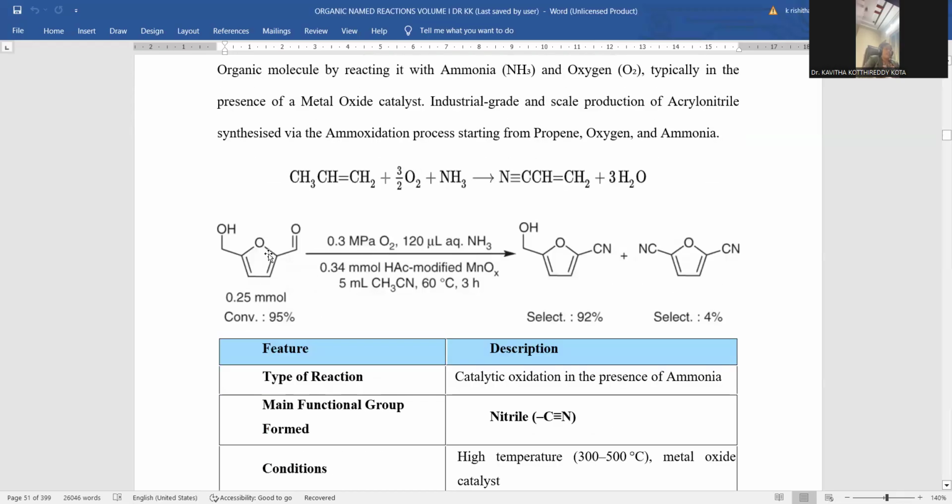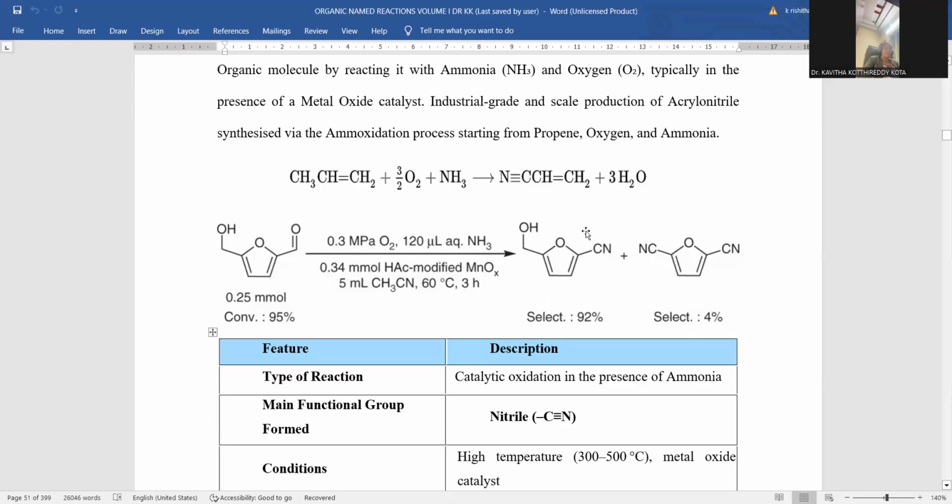When we take a molecule with a furan ring and aldehyde functionality at positions 2 and 5, the same oxygen is applied and ammonia is added in a stoichiometric ratio. Here manganese oxide is added as the catalyst, and acetonitrile is the solvent medium. The reaction is operated at 60 degrees centigrade for a period of 3 hours. The aldehyde is turned into a nitrile functionality in one case, and both aldehydes will be transformed into nitriles in the second case. But here, the stoichiometric ratio is more susceptible for mononitrile formation instead of dinitrile.